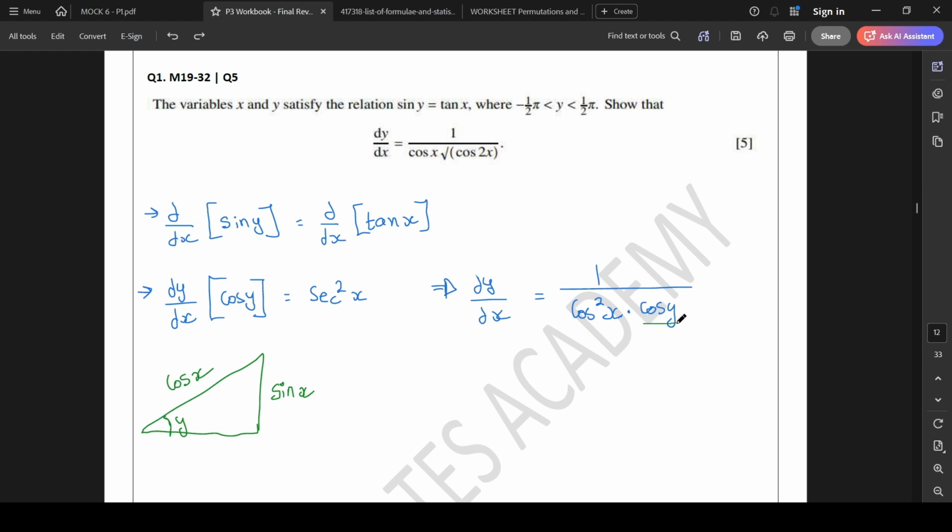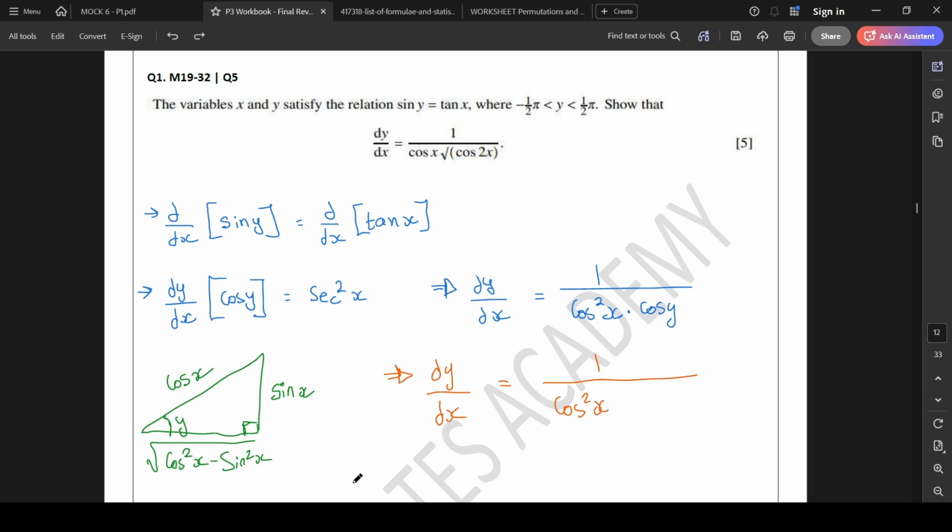So if I want to derive a relationship of cos y with respect to x, I need to find what is my adjacent. So using my Pythagoras, I know that it is going to become square root of cos square x minus sin square x. And now I know that cos 2x is equal to cos square x minus sin square x. So I can just say that from here, this will imply that my dy/dx is equal to 1 by cos square x multiplied by square root of cos 2x.